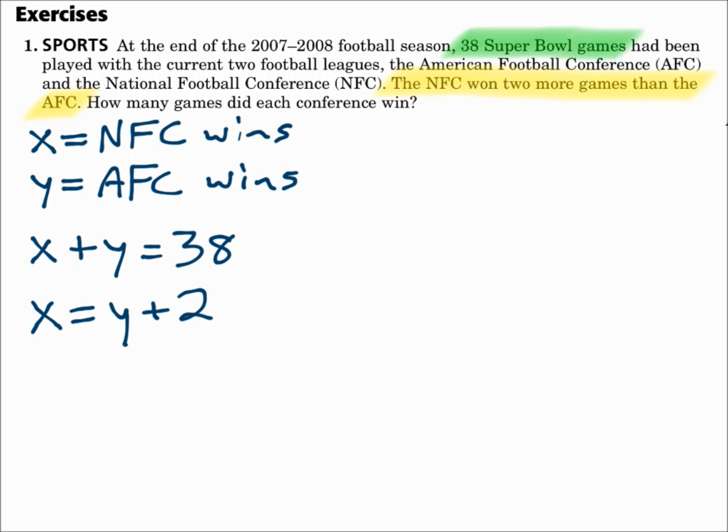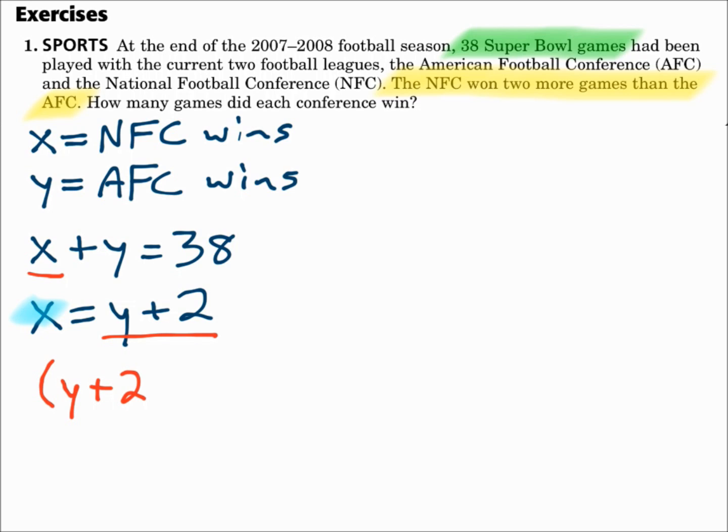Now, to solve by substitution, look for a variable with coefficient 1. And they all have a coefficient of 1, so choose one, and it doesn't matter. We'll choose this one, since that one's already solved for itself, so we can save ourselves a little bit of work there. So since that equation is solved for X, let's substitute what it equals into the other equation. Since X equals Y plus 2, let's substitute that in for X in the other equation.